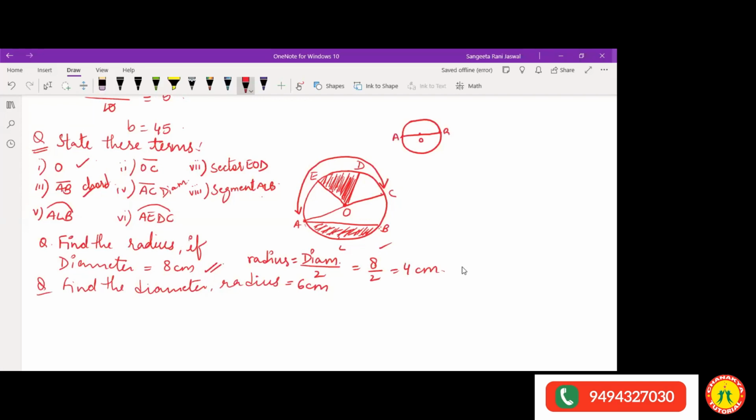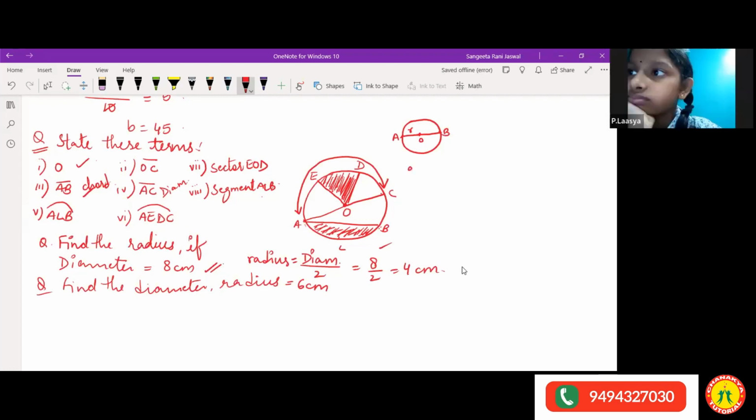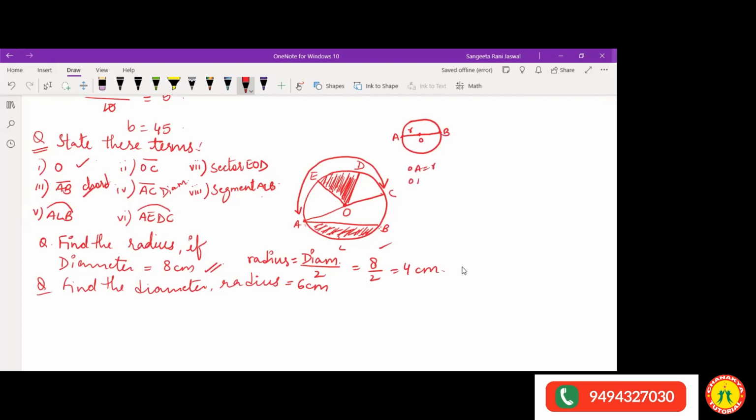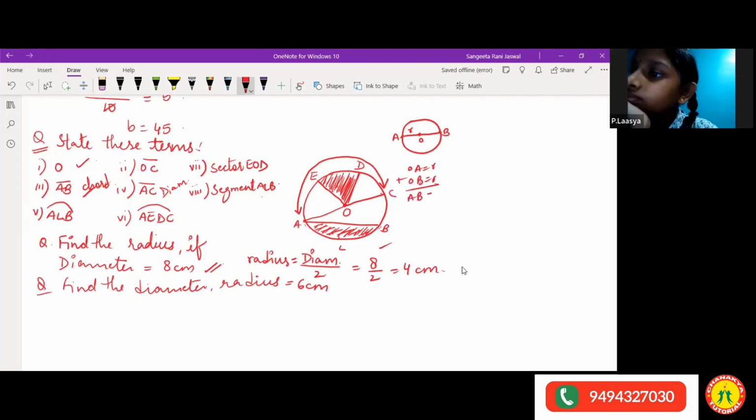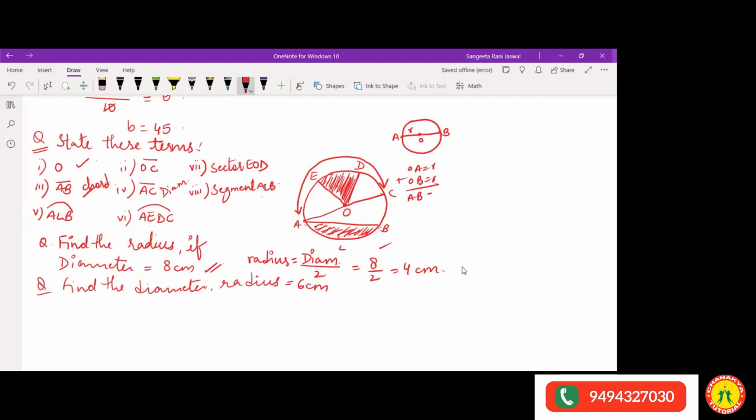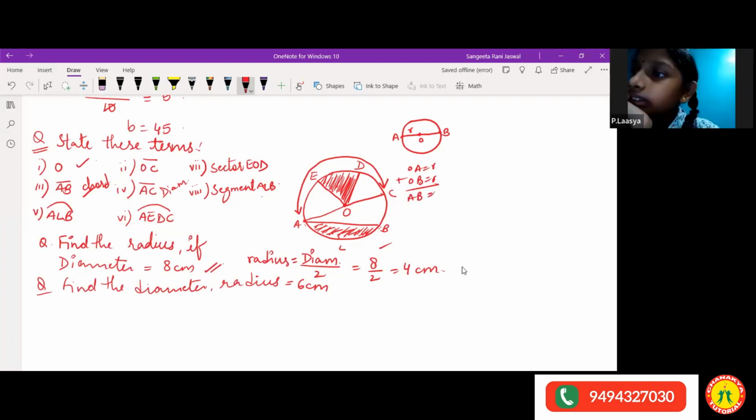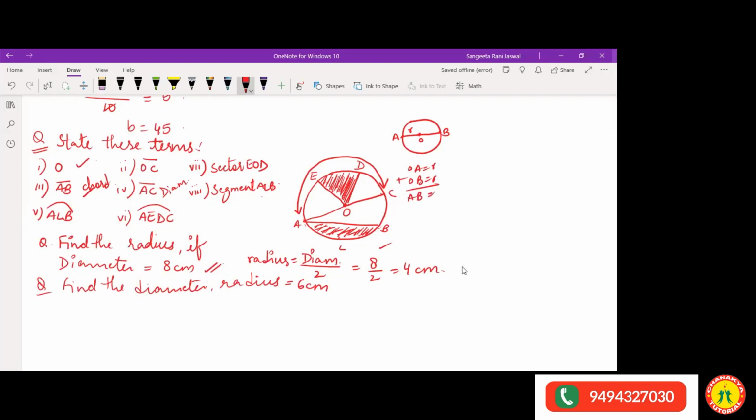This is line AB, which is passing through the center, and it is called the diameter. How is this made? O to A is a radius, and O to B is also a radius. If I add them, what will I get? OA and OB will give me the complete AB line. If I join these two, I will get the complete AB line.